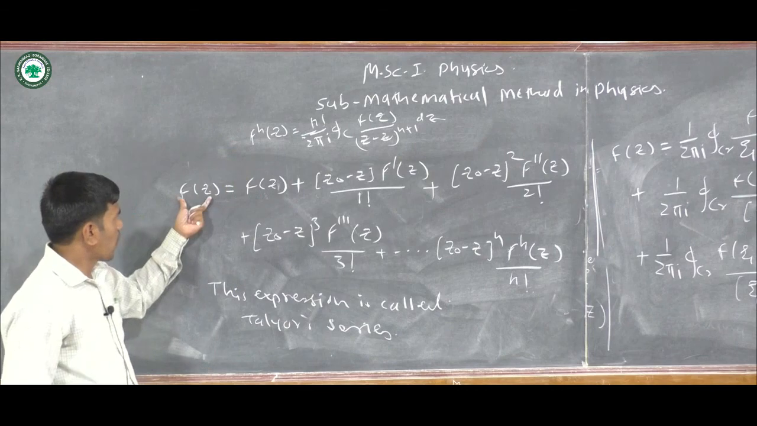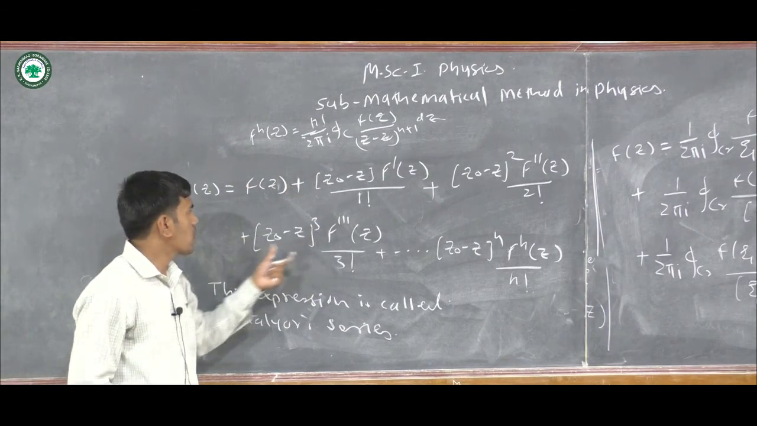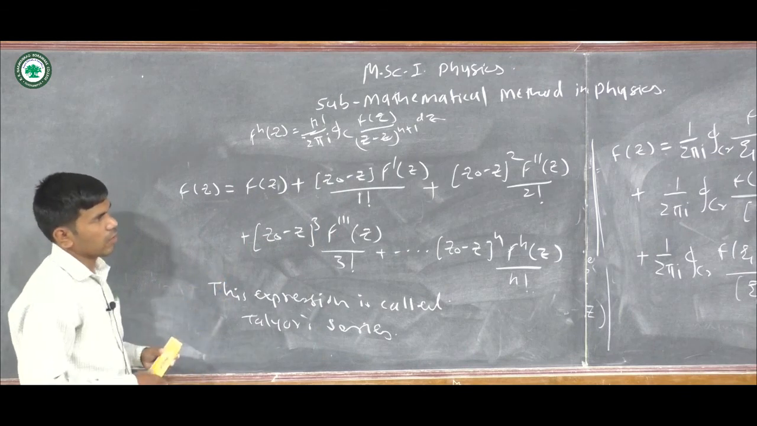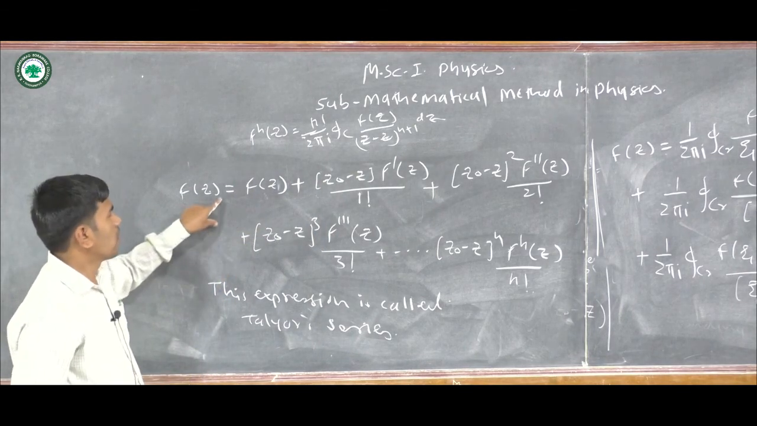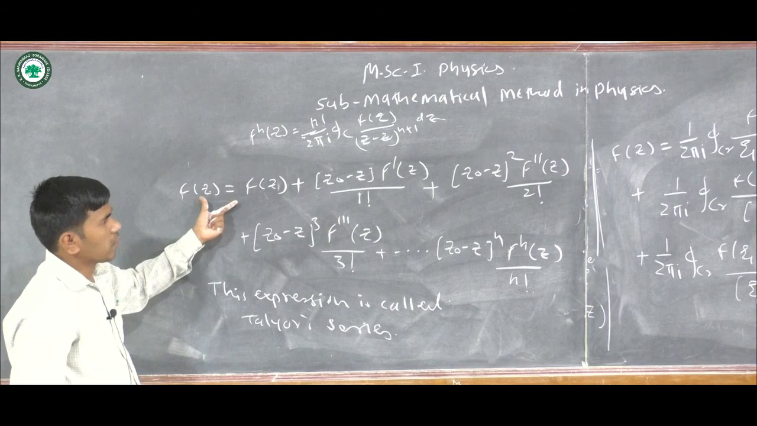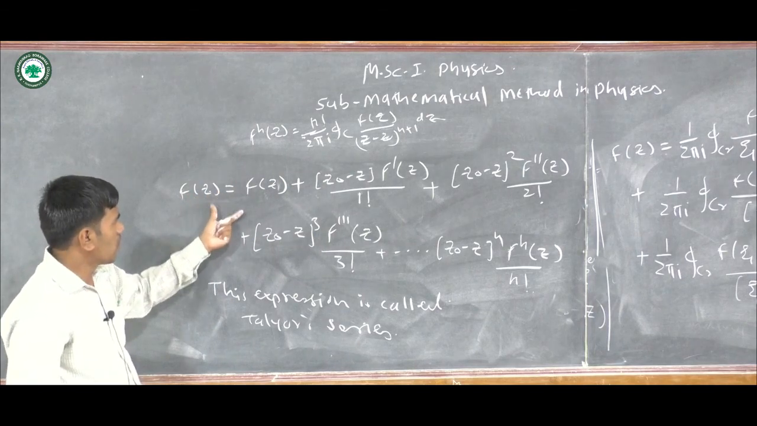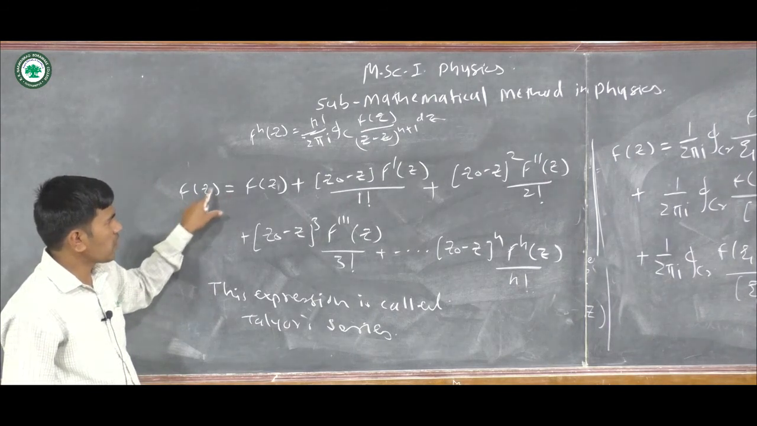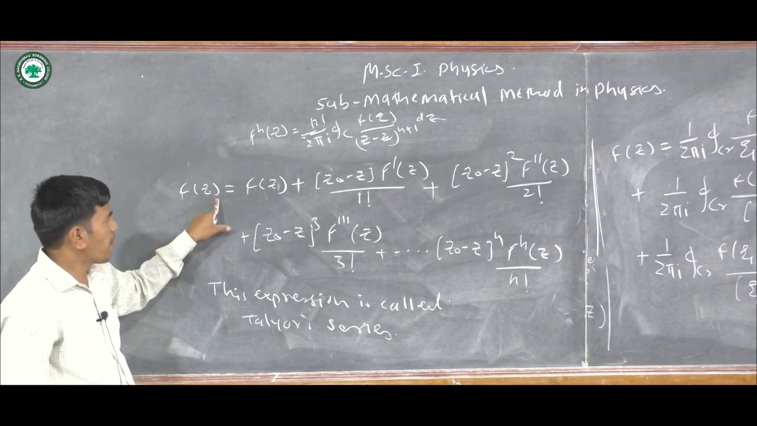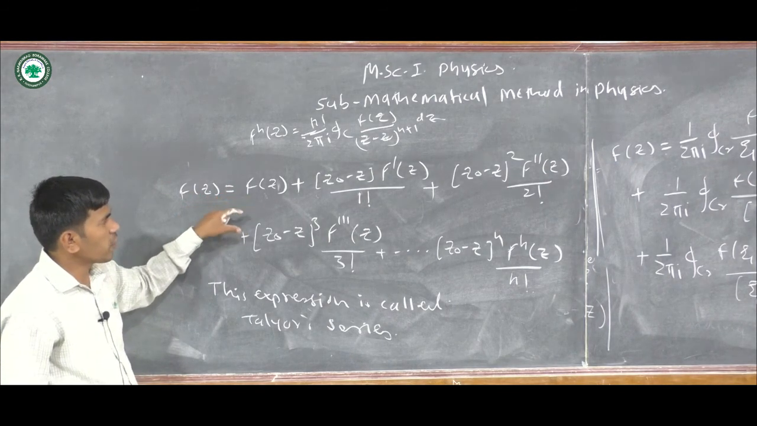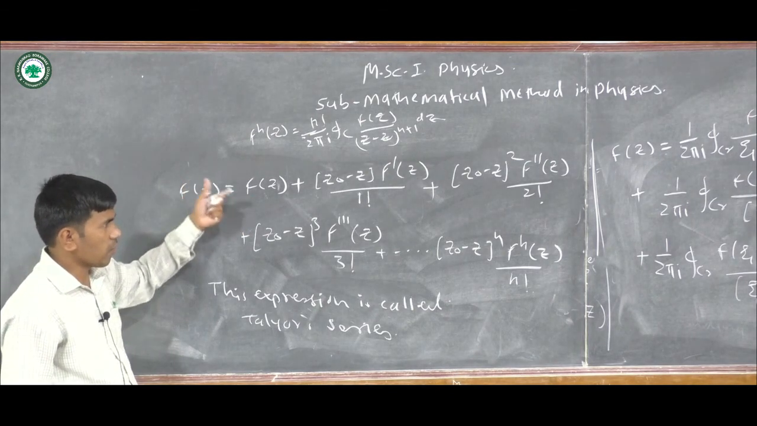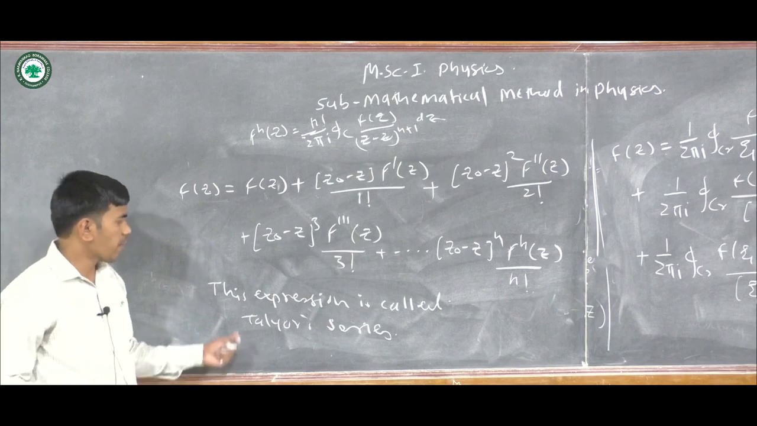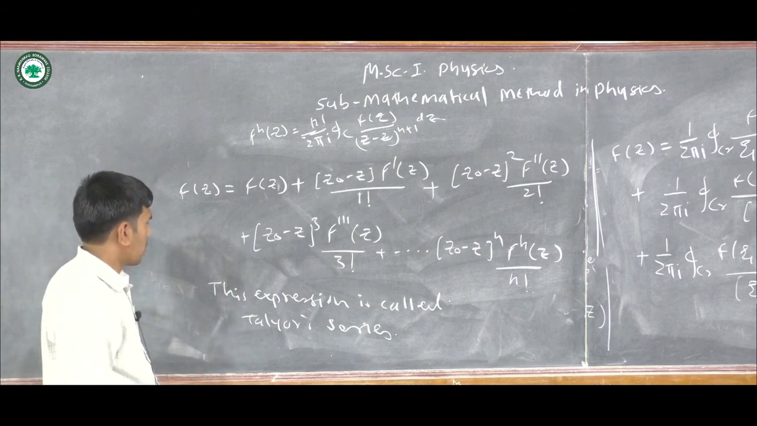Now this f of z is a series that we expand in the region R, that I drew in the diagram in the last topics. In that region, if we expand f of z, this function is analytic, and if it is analytic, then it converges in this region. So this is about the Taylor series.